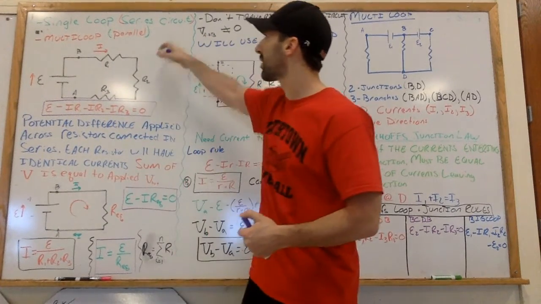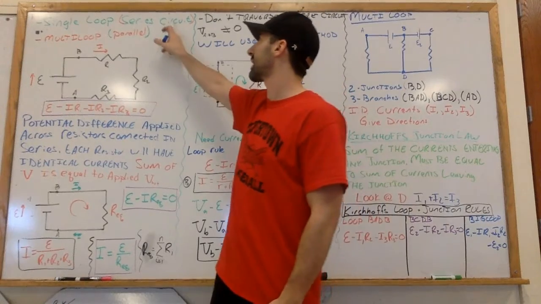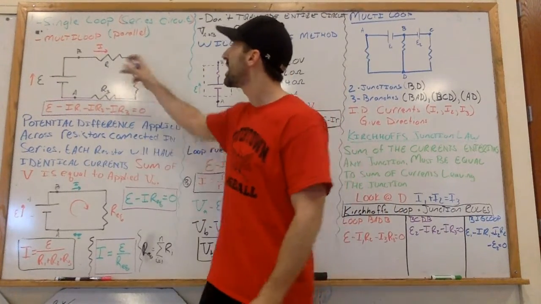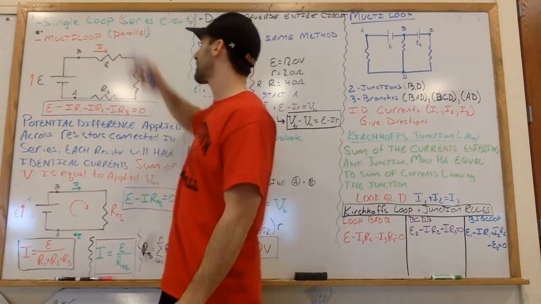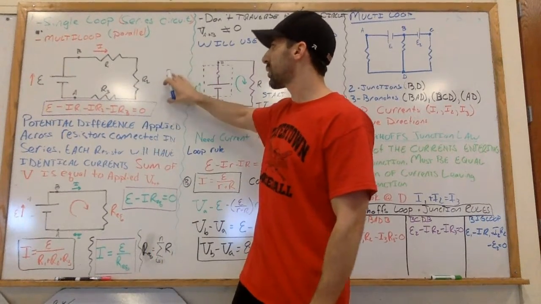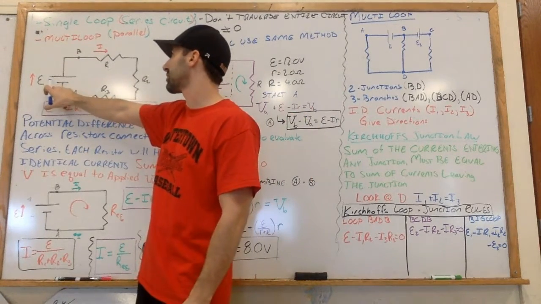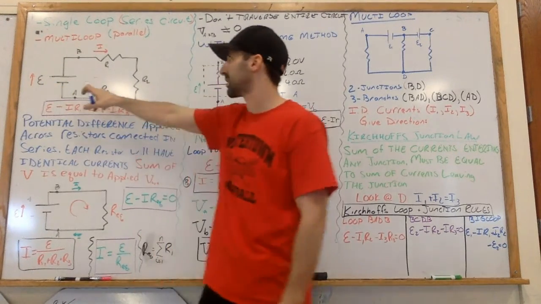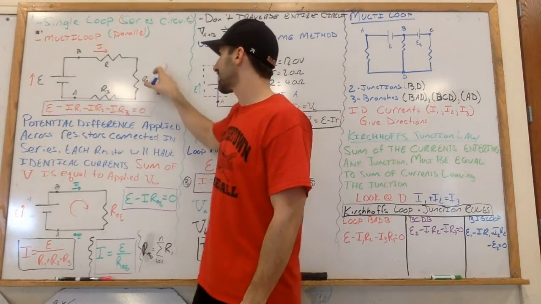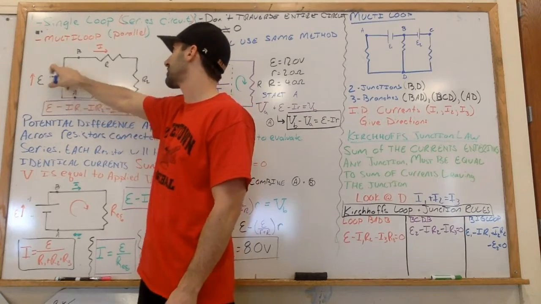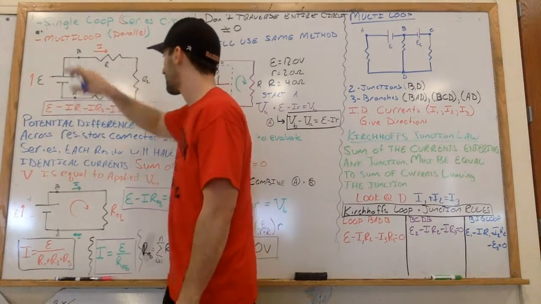So we know there are two types of circuits. We've spoken at length already about single loop circuits, which is essentially a series circuit, and then we have multi-loop circuits, which are parallel circuits. As a quick review, here's a single loop circuit with a potential difference from an ideal battery, which I've labeled script E, and the current is going around. I've labeled the direction of my potential difference, and I've labeled the current traveling.